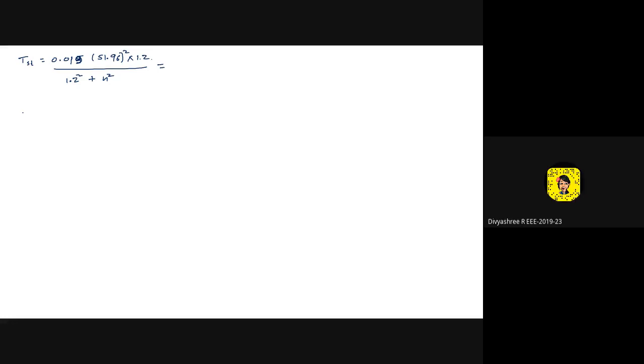So the value is 3.53 Newton meters. You need not take under root here in the denominator. Maybe that is the mistake you have made. Okay. This is the first case.